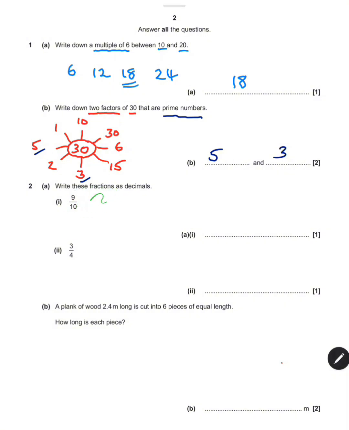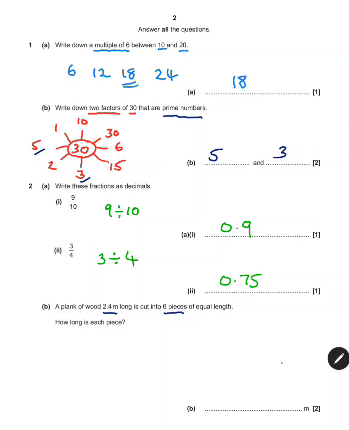Question 2, we're looking to turn these fractions into decimals. Well, 9/10 is 9 divided by 10, which is 0.9. 3/4, again, that's 3 divided by 4. 3 divided by 4, 3/4 is 0.75.